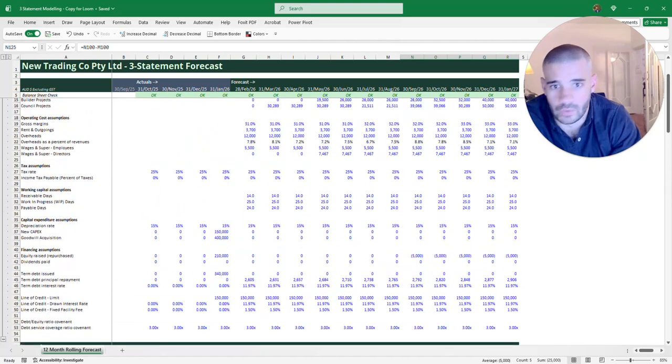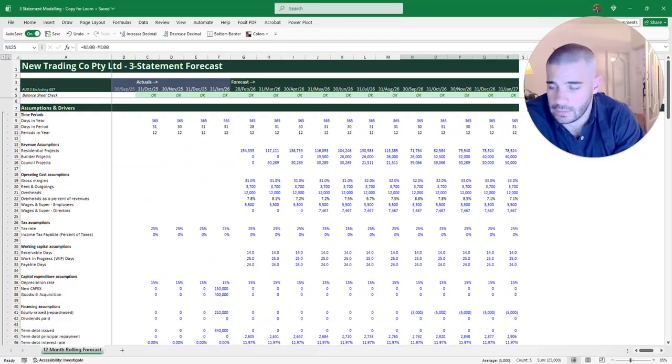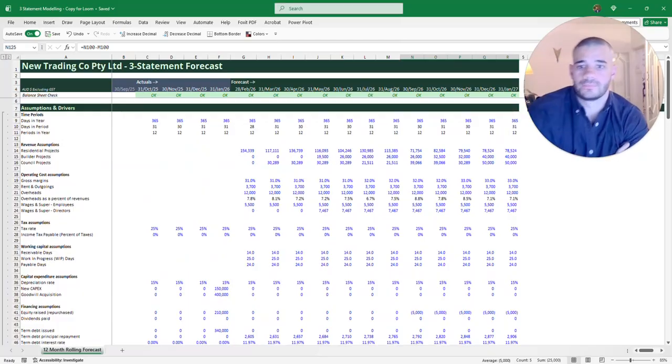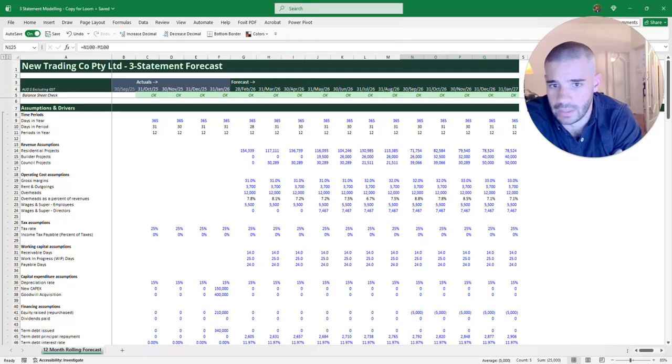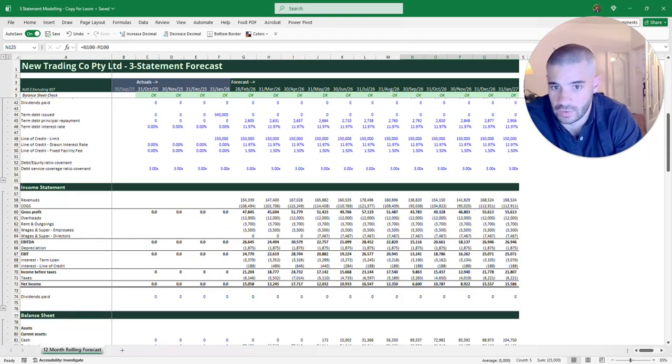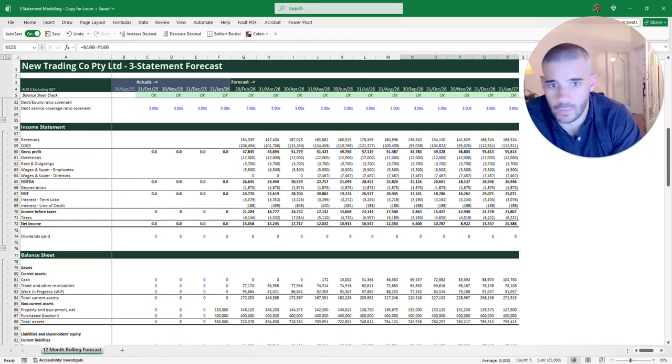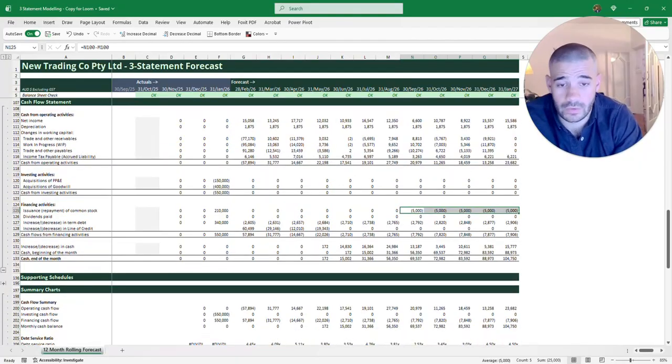So there's a bit of an overview of the three-statement model. This is something we can do. They do take a bit of work, but they're awesome, and they're also reusable. We call this a rolling model because as January drops off, we add in February, and we keep rolling it forward, and we can put in our actual numbers here. Once we finish the month, we put in our actuals, and that also gives us something to compare against. I hope this was helpful or interesting.